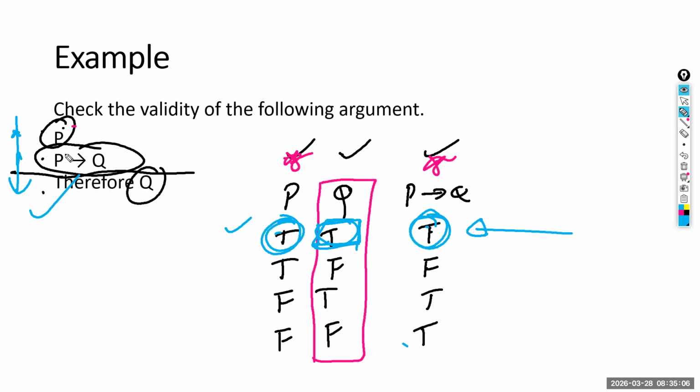So P implies Q, therefore Q. It's a valid argument. But whether it's a sound argument or not, yes, you need to double check separately.